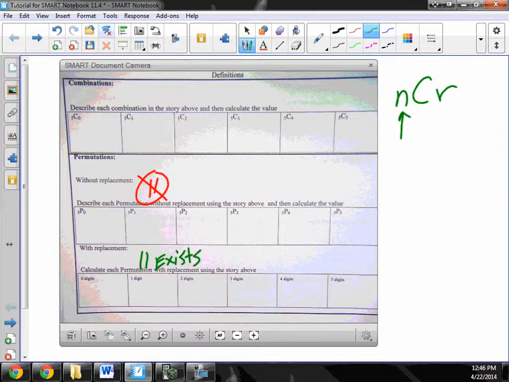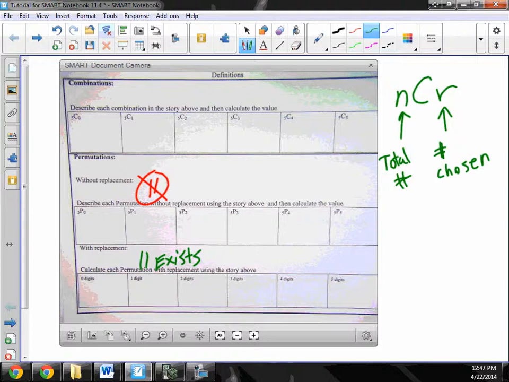N is the total number of things you're looking at. And R is the number chosen. So this first box, 5C0, if you have 5 books, how many ways are there to put none of them in the backpack? 1 way. You leave them all out. So 5C0 is actually 1.